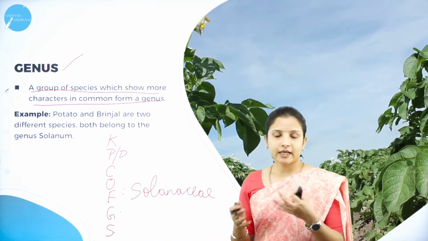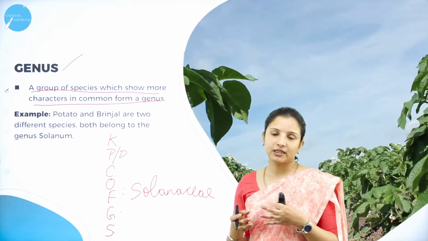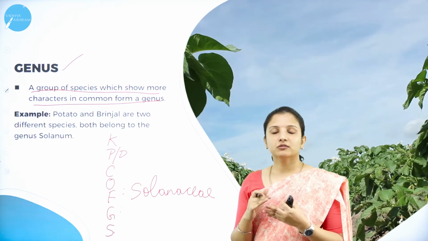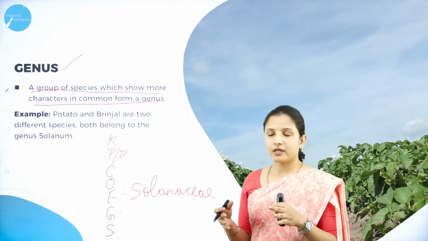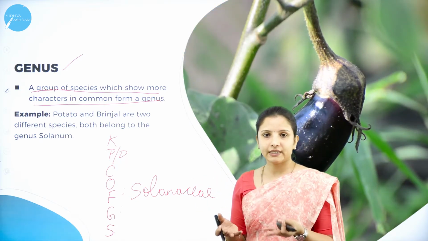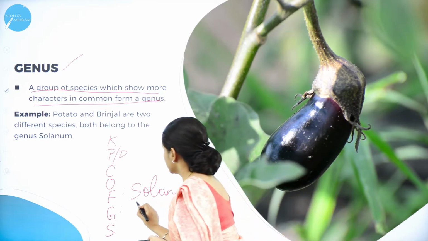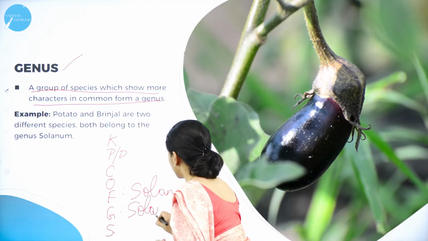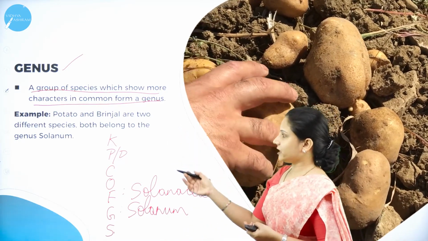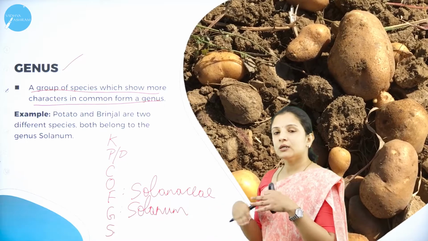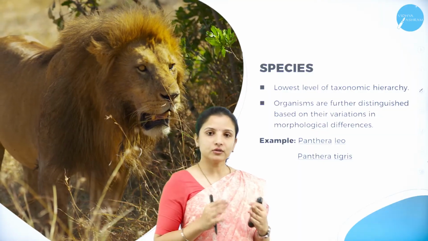But to look at them, both are different. Maybe the flower is the same, the plant looks almost the same. Potato has a hairy texture, brinjal also has a hairy texture. All that is correct, but when you look at them, they are completely different, right? So the genus will be Solanum itself. Potato and brinjal are two different species belonging to the genus Solanum. Based on their shared characters, you put them under Solanum. Next, moving on to species.